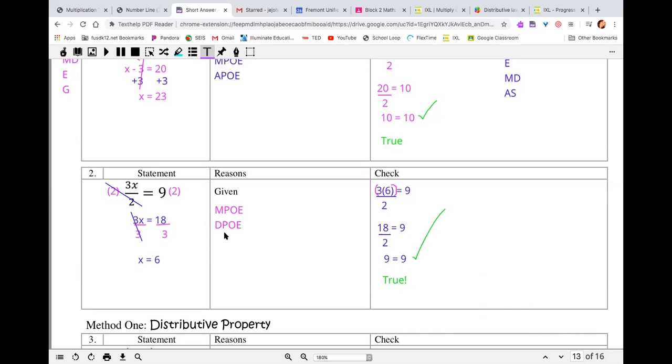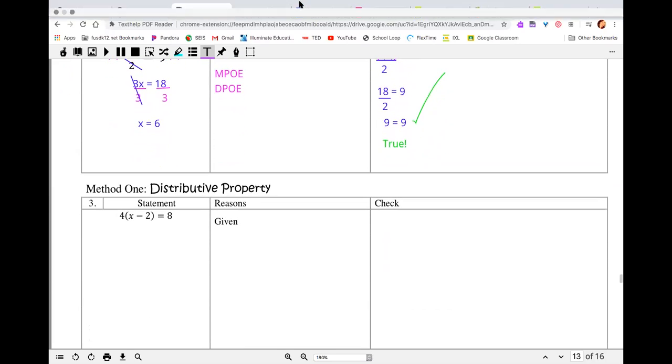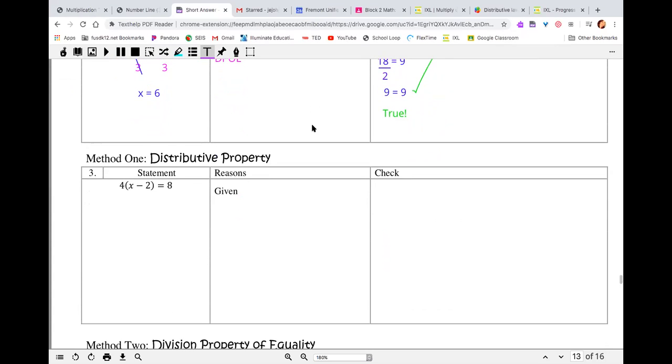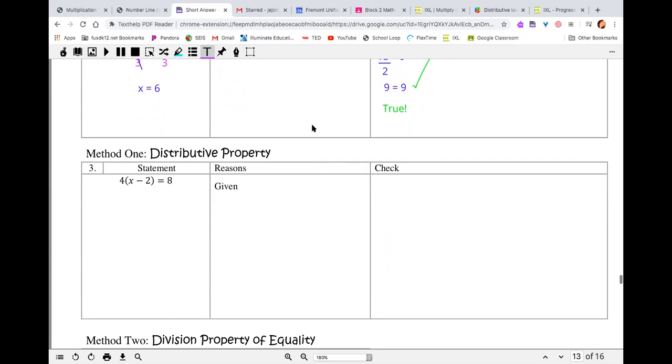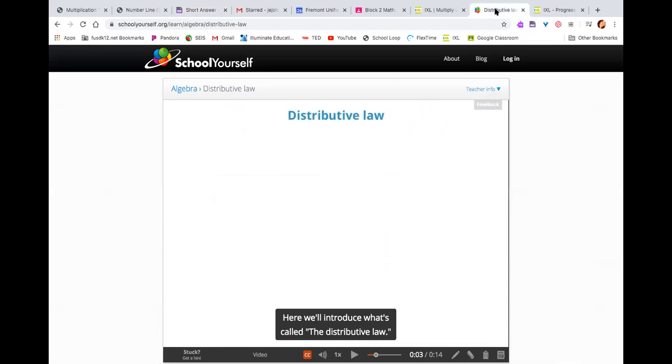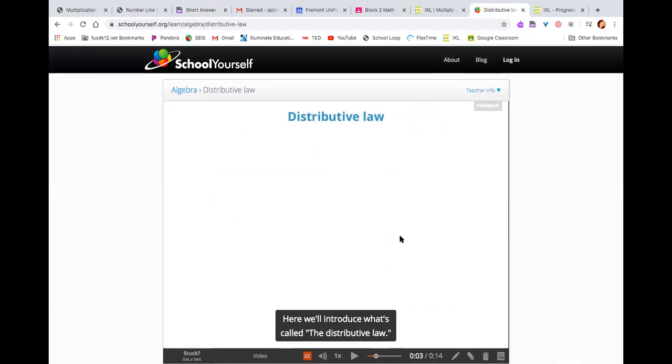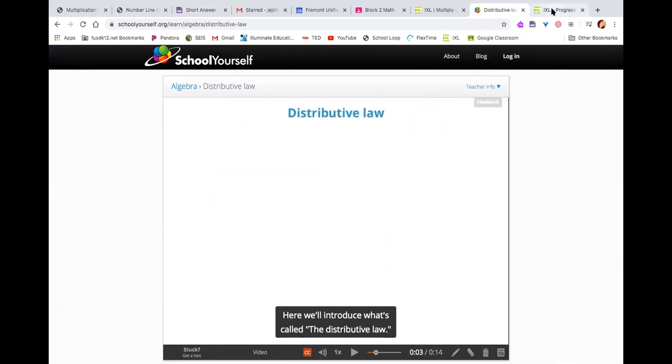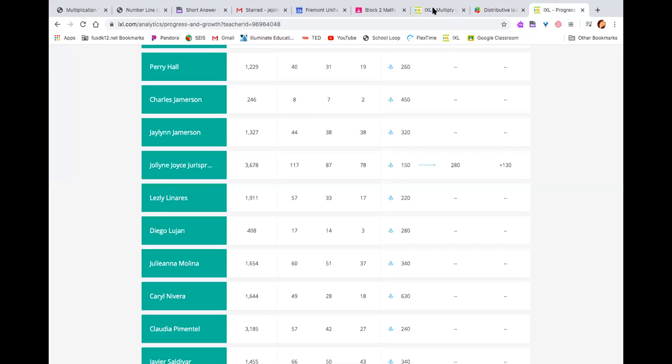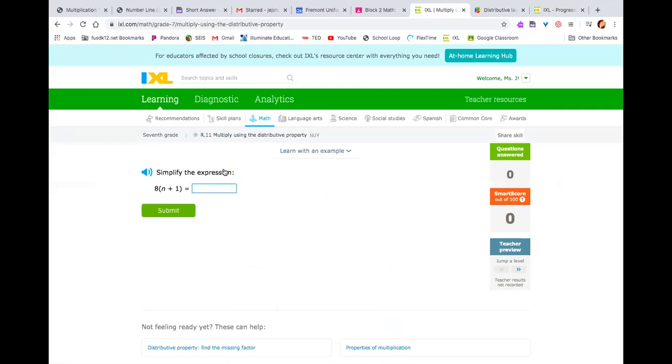Done. I will not go into distributive property today because we are just about out of time. If you want to, I will post the link for it so you can practice on your own. But what we're going to do, I'll go over tomorrow. It's School Yourself About Distributive Law. So it's an interactive activity from School Yourself. You can practice today. And I also will be posting an IXL to practice distributive property after we did that lesson. So we'll go ahead and do that tomorrow.